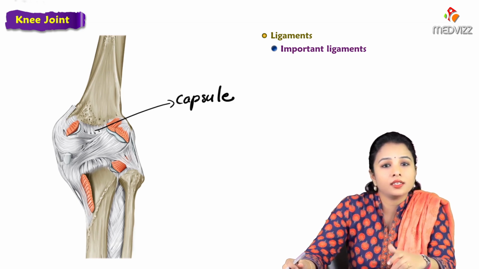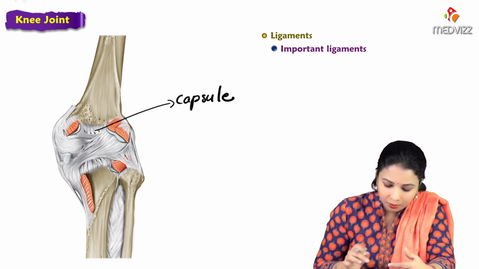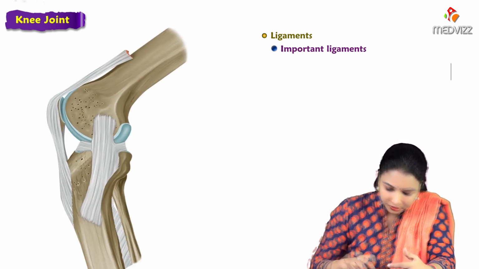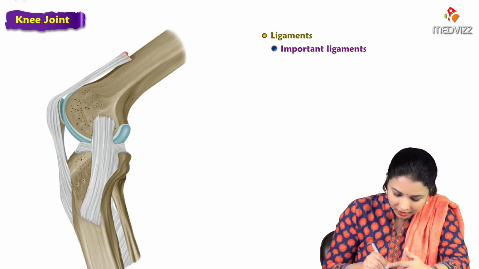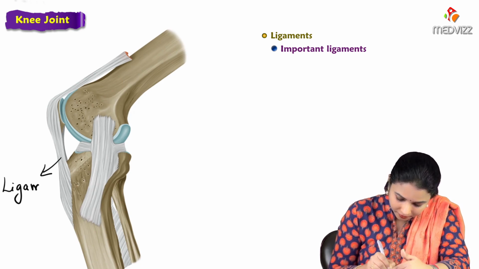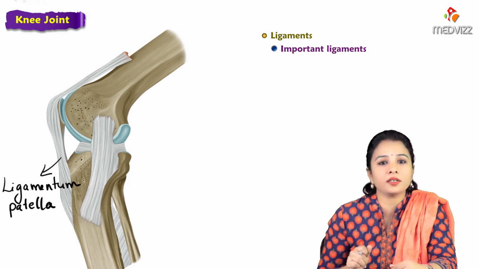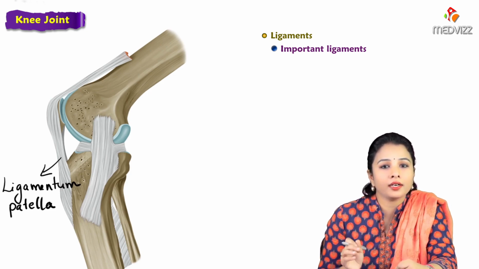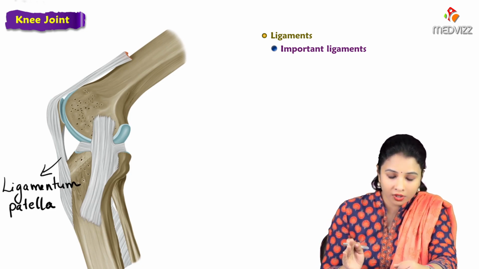The next ligament is the ligamentum patellae. This is the posterior view of the knee joint. The ligamentum patellae can be seen from the anterior side or lateral side. This is the lateral view of the knee. So this is the ligamentum patellae, and the medial and lateral collateral ligaments, which are called the tibial and fibular collateral ligaments.